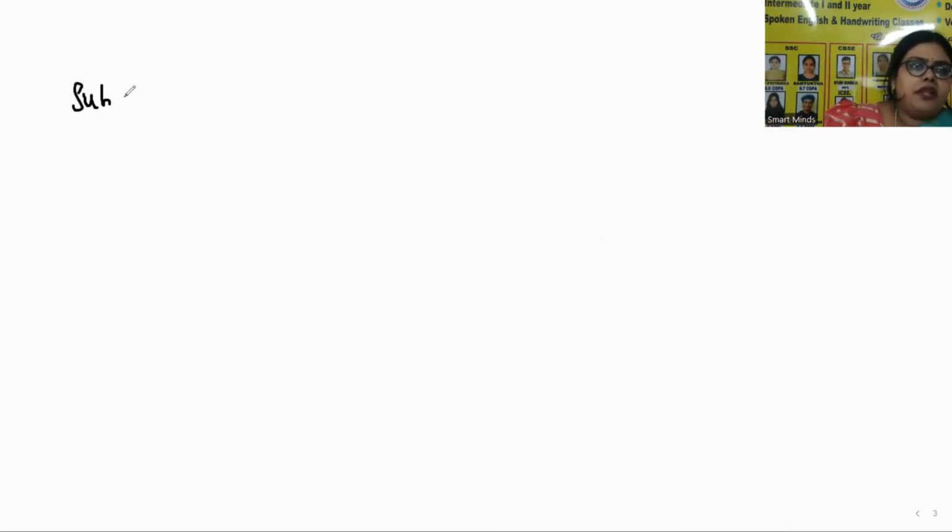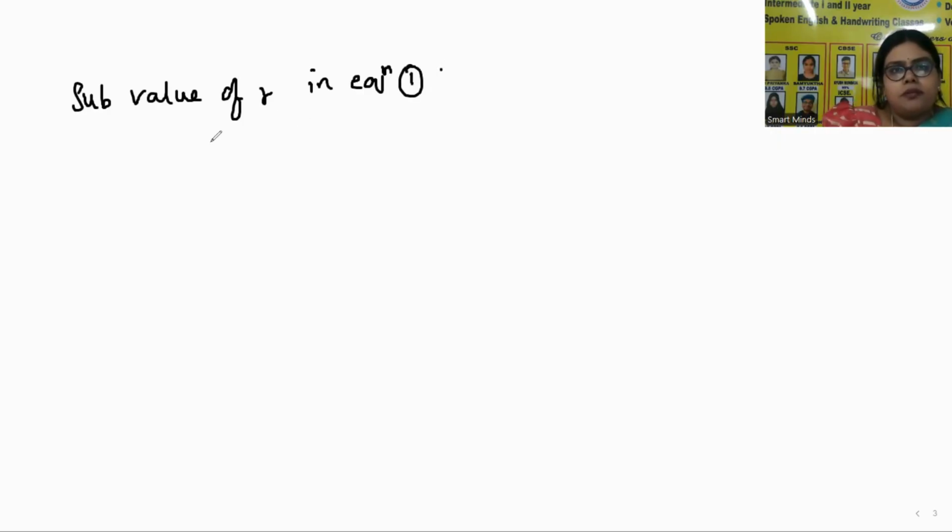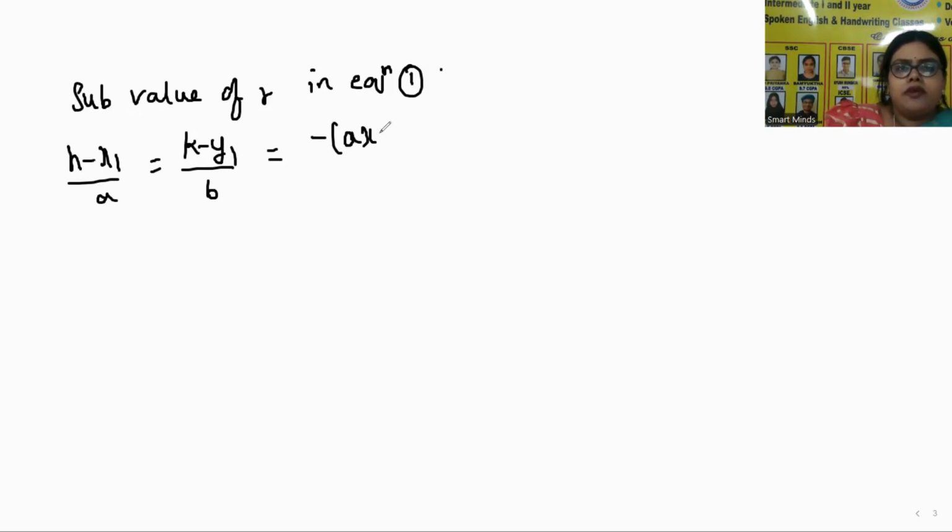Now substituting value of r in equation number 1. So what is equation number 1? h minus x1 by a is equal to k minus y1 by b. So k minus y1 by b is equal to minus of ax1 plus by1 plus c by a square plus b square. Hence proof.